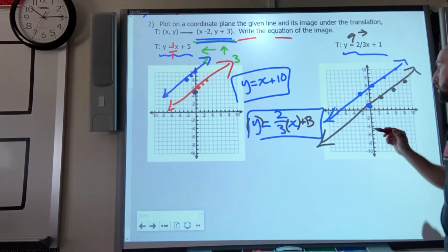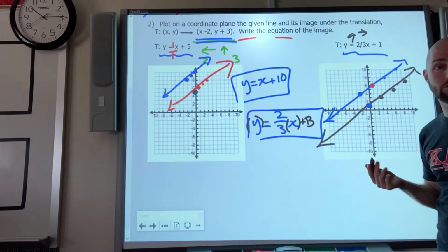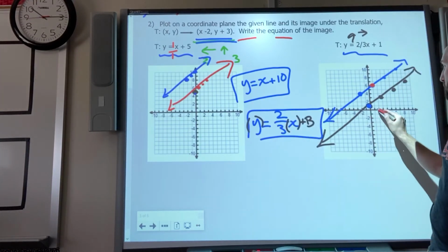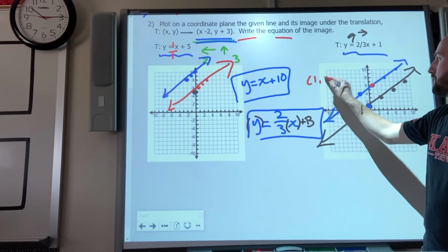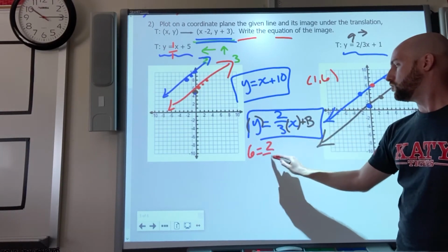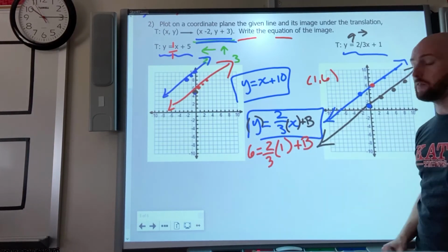For me, I'm going to use a double positive point that has the smallest numbers available, just because I feel like that's going to keep the problem a little nicer. So I'm using x value 1, y value 6 as my point. So I'm borrowing 6 for y, 2/3 times x value 1 plus, and I'm trying to figure out that b value.